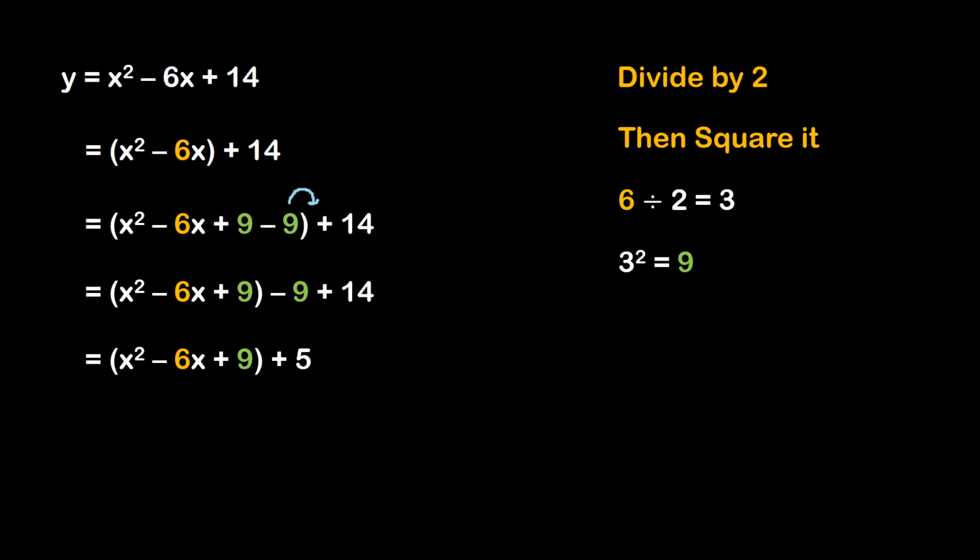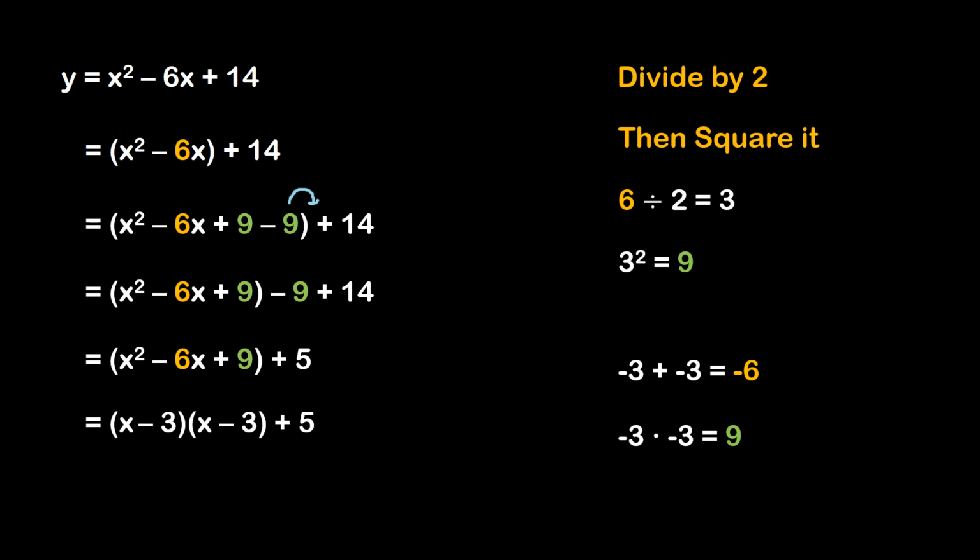So we want two numbers that add up to negative 6 and multiply to 9. We know that negative 3 and negative 3 add up to negative 6, and we know that negative 3 times negative 3 is equal to 9. So the two numbers that we are looking for are negative 3 and negative 3. We can therefore write x squared minus 6x plus 9 in factored form as x minus 3 times x minus 3. So overall we have x minus 3 times x minus 3 plus 5.